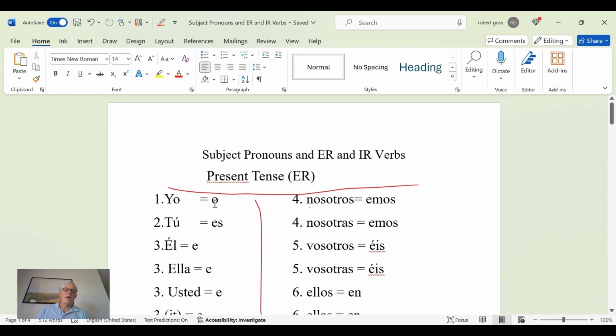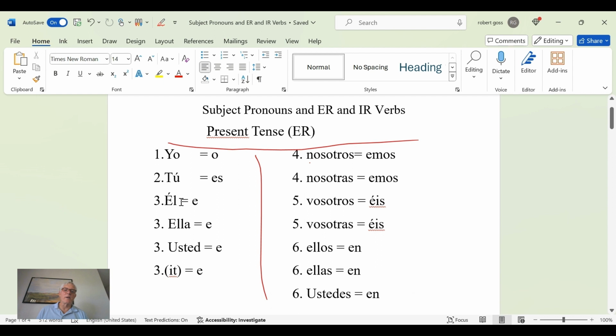Well, we have a bunch of number 3s. We could have 3 for él, which is he eats. We could have 3 for she eats. Number 3, usted, you formal. You formal would be someone I want to show respect to, someone that has a title, someone that's older than me. And we have it. Again, it is in parentheses, meaning that we don't have a word in Spanish for it, but there's a way that we can get across the idea of it does whatever the action is by putting on the E ending here.